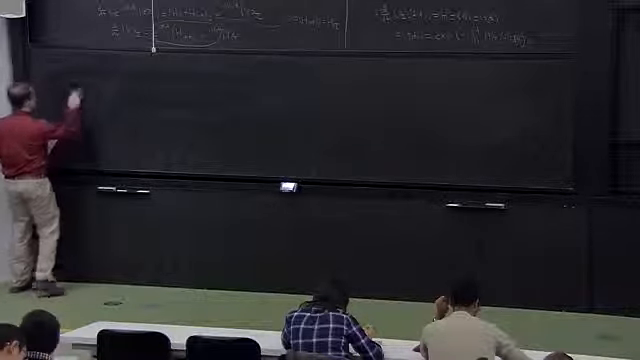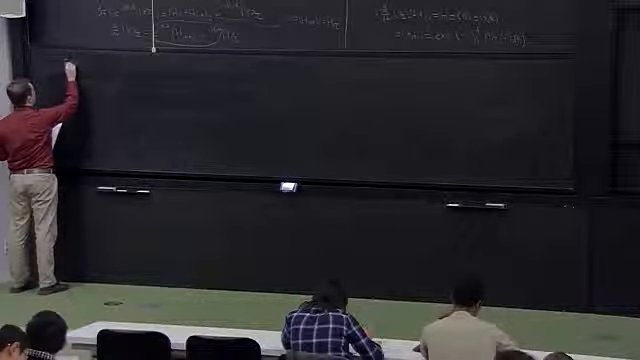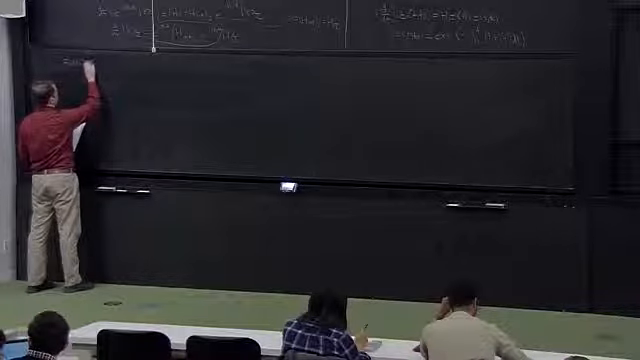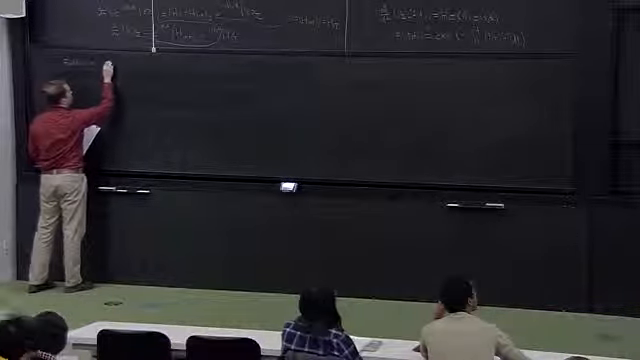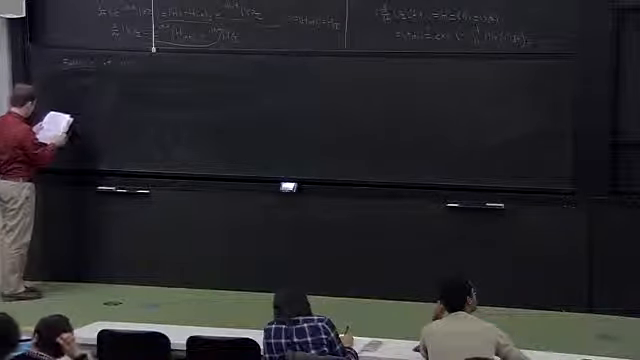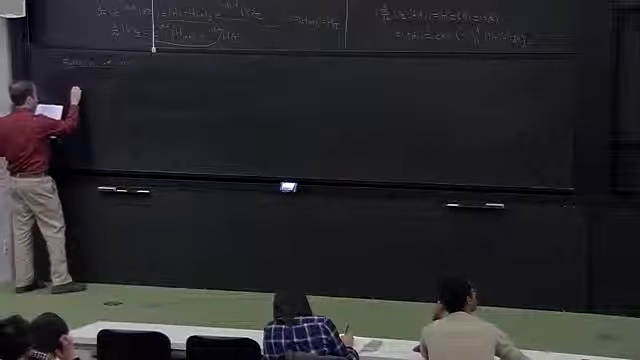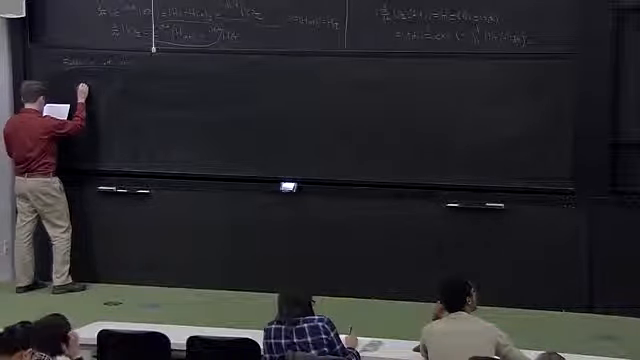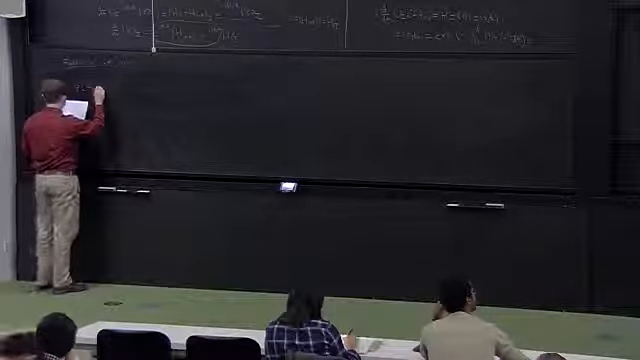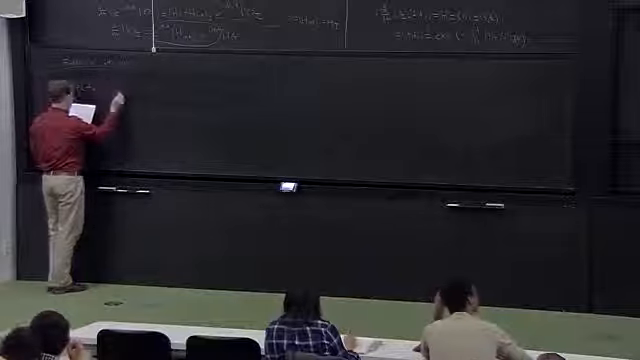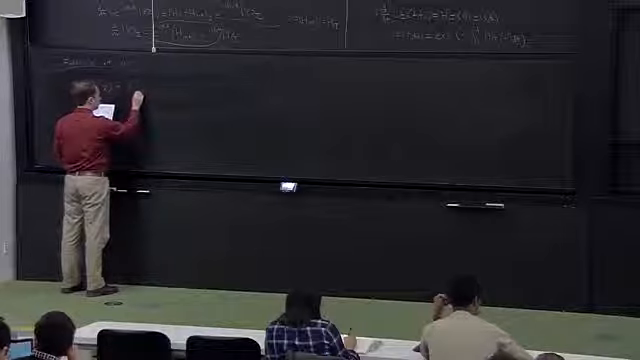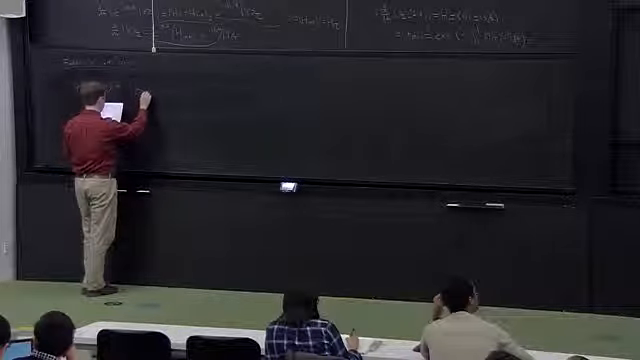The first thing we can write down are the fields in the interaction picture. So we know that the fields in the Schrodinger picture can be written down as follows.